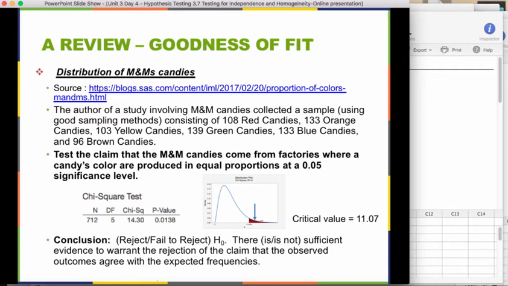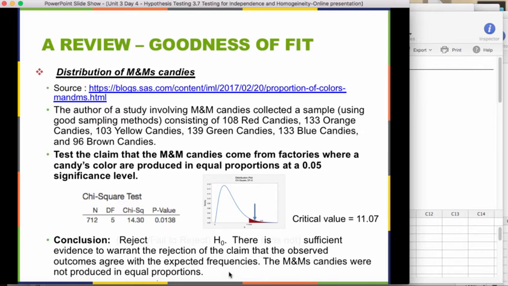The null hypothesis being that it's all equal proportions. And then is there sufficient evidence to warrant the rejection? Well, we're going to reject the null hypothesis because there is sufficient evidence to warrant a rejection of the claim that the observed outcomes agree with the expected frequencies. So it does not. We reject the null hypothesis. That would tell us that the M&M candies were not produced in equal proportions, and it's statistically significantly so. So that's pretty interesting.